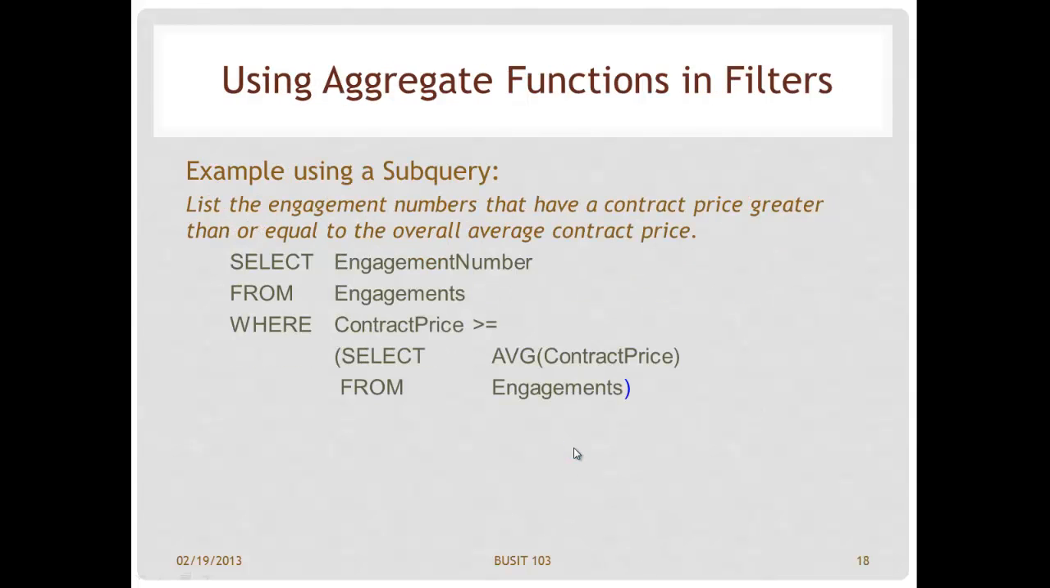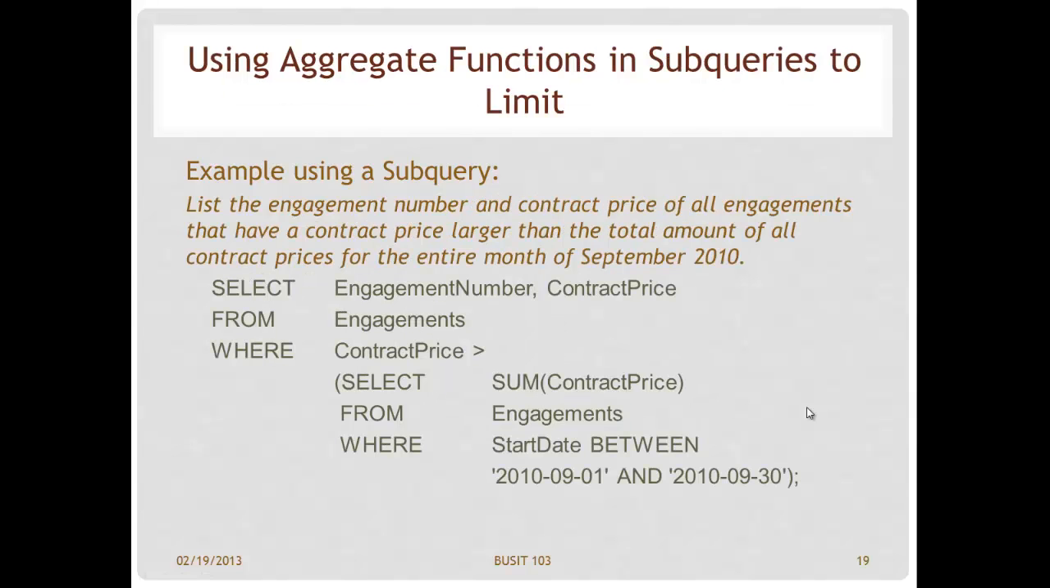We can use aggregate functions as filters. As a matter of fact, we did this earlier in subqueries. Here you see that we're calculating the average contract price and comparing it to the contract price of a specific record. We can also use aggregate functions in subqueries to limit the results. Because an aggregate function returns a single value, we place it inside a subquery within the where clause. This is something that we've already done. We did it in Chapter 11.